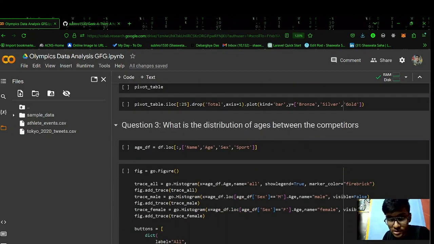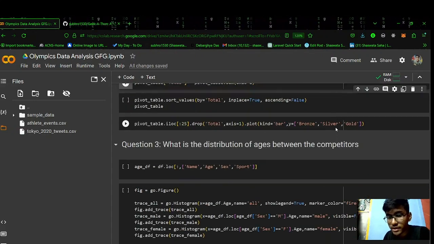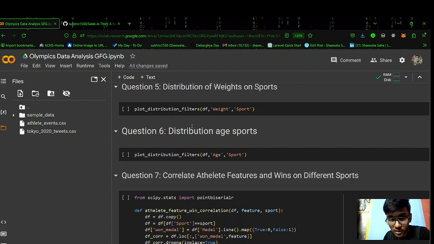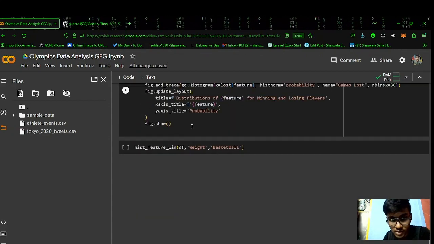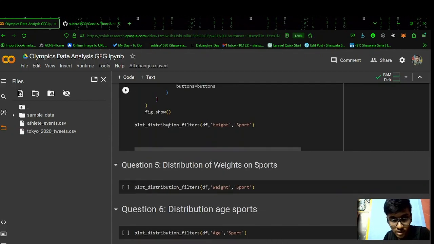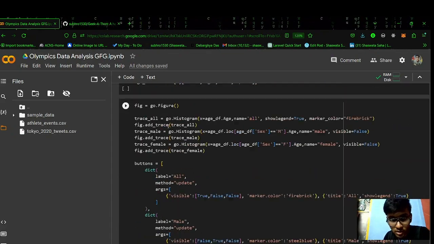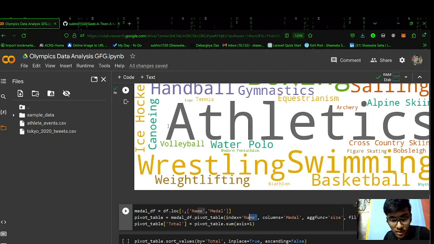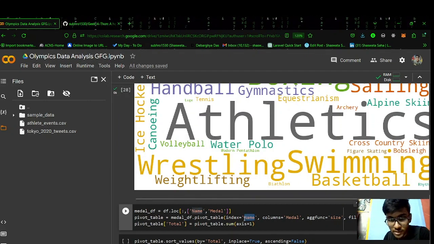Here, what is the distribution of ages between the competitors? Like we made another row and we did some work here. And the final one, which I will be showing, is that we plotted a histogram. I have not compiled it yet. It will take some time. So after this, mostly this is all.